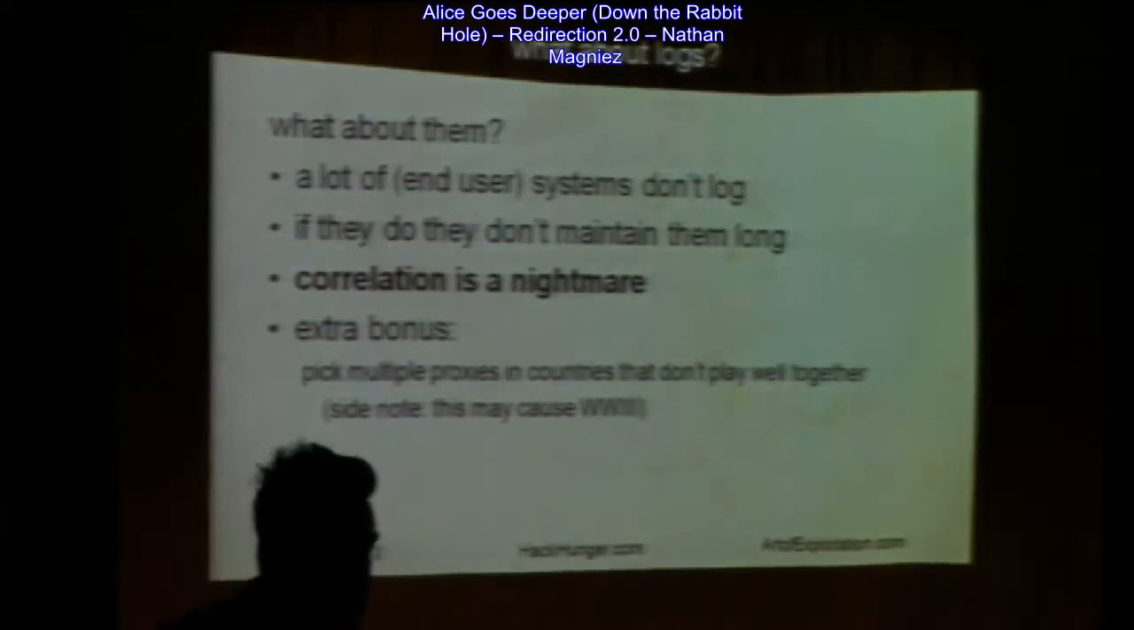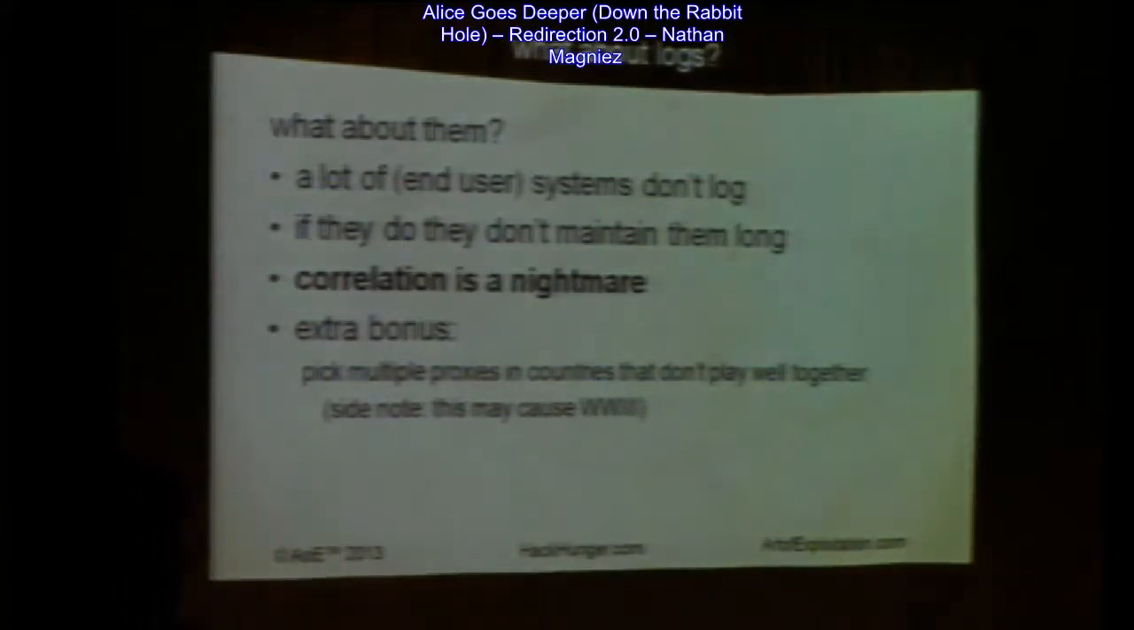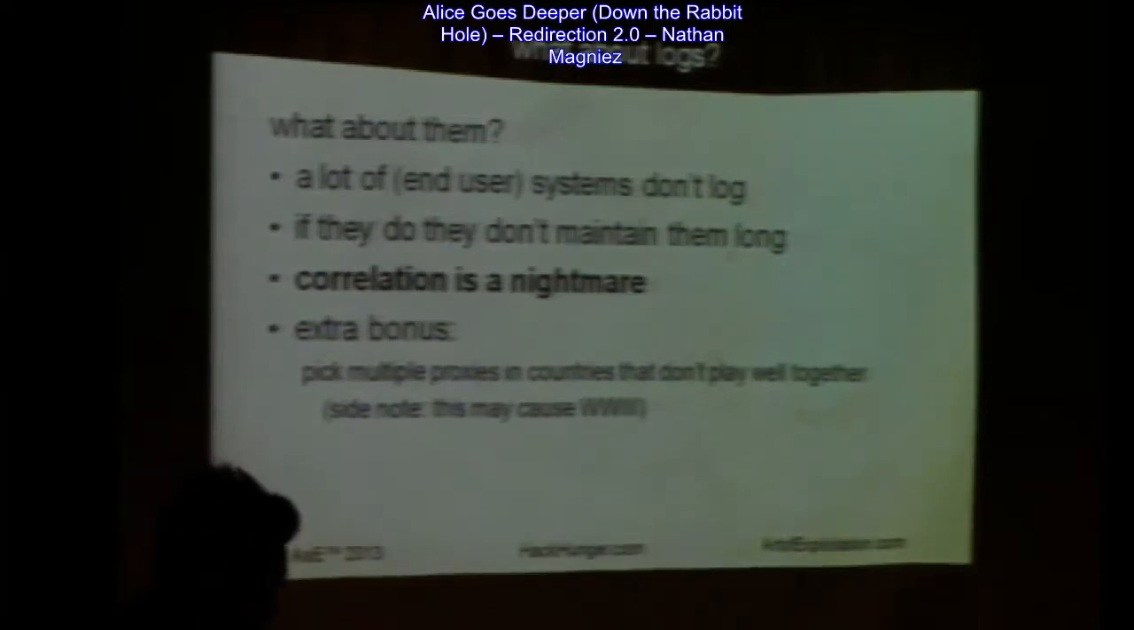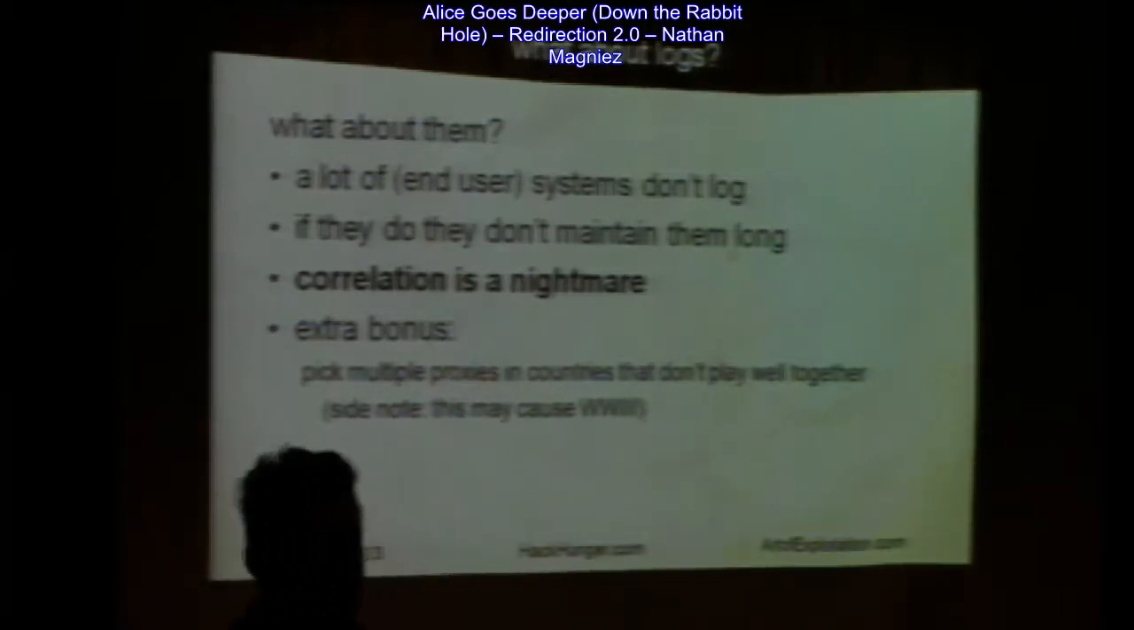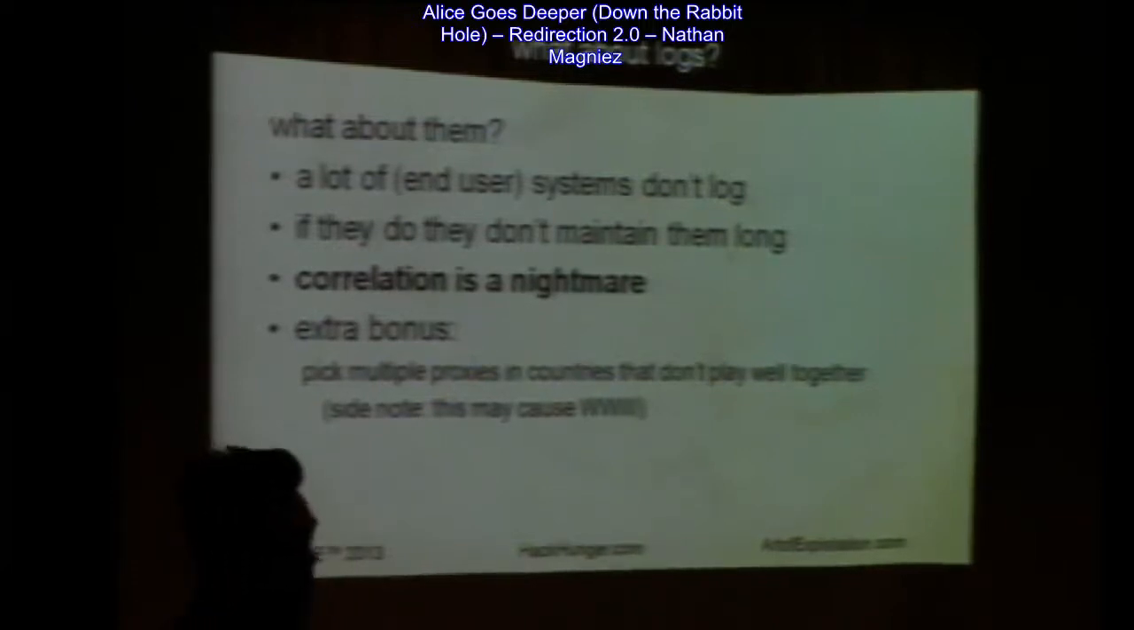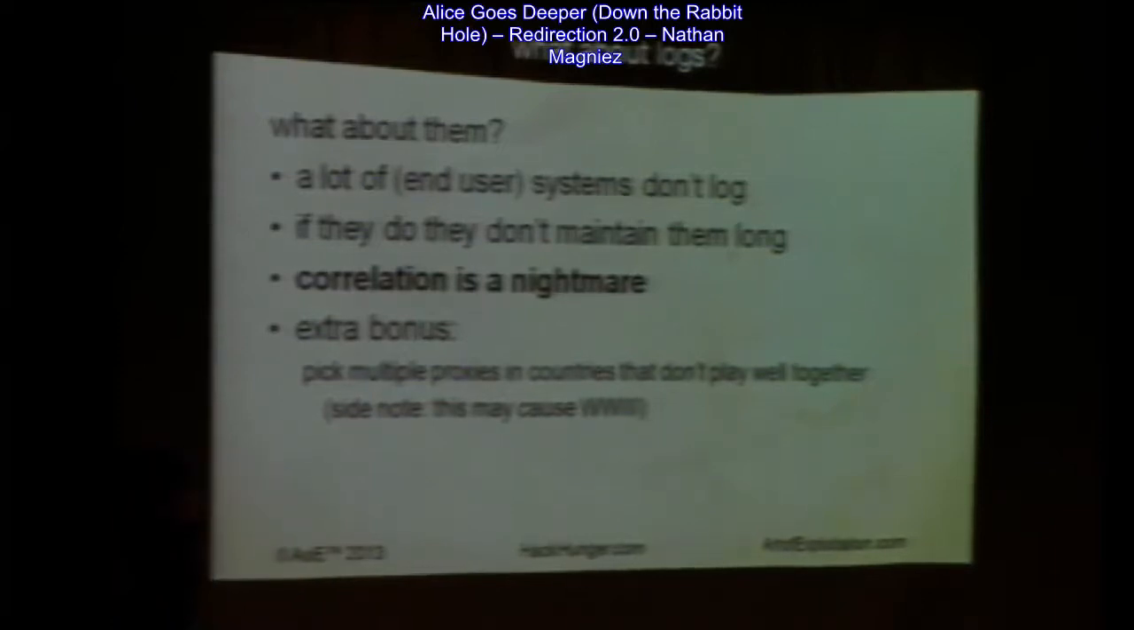All right, so another concern is logging. You don't want to be in logs, obviously, that's one of the benefits of what we're talking about here. But especially if you have a whole bunch of machines between you and your target, correlation is a nightmare. If you have a whole bunch of redirectors between you and your target, it's really hard to have it correlated back to you. Attribution is a really hard task. Not to mention that a lot of end-user systems don't even keep logs. Also, if you're using multiple redirectors in different countries that don't work well together, that's another situation that might be to your benefit as well.